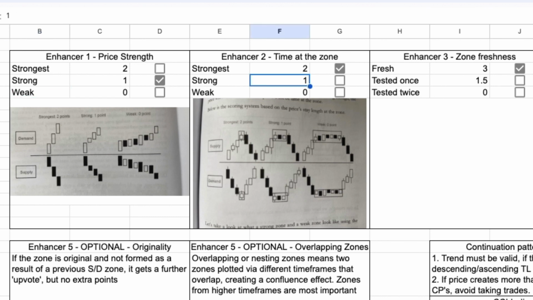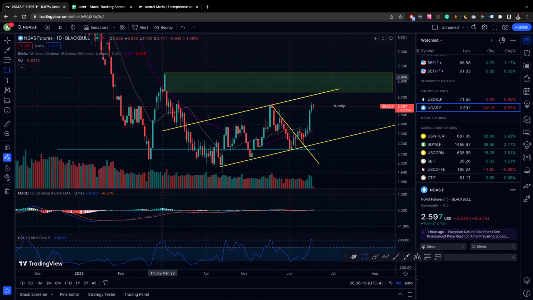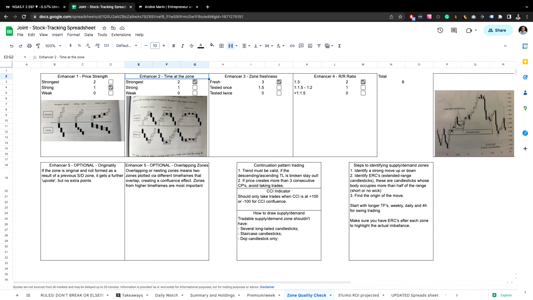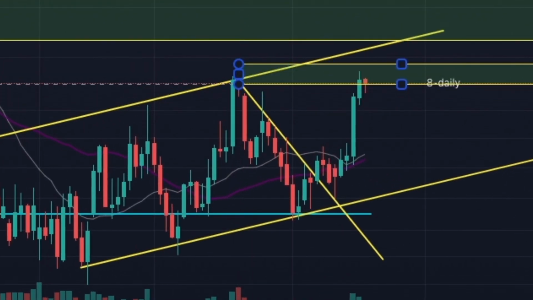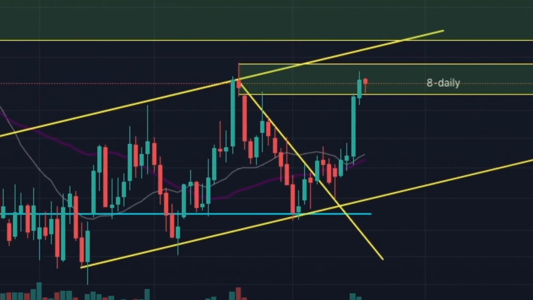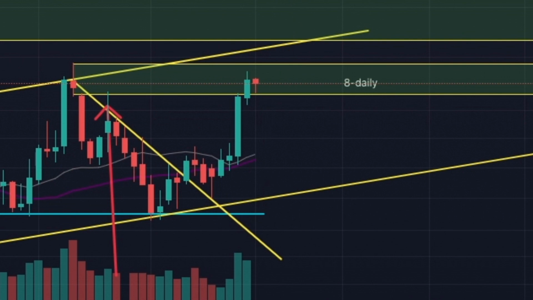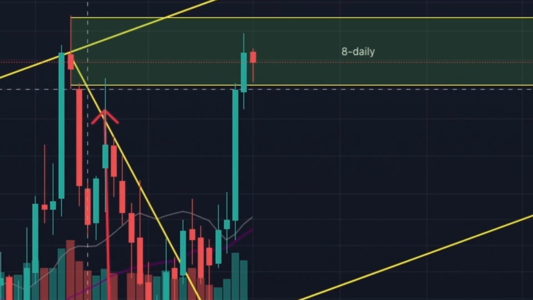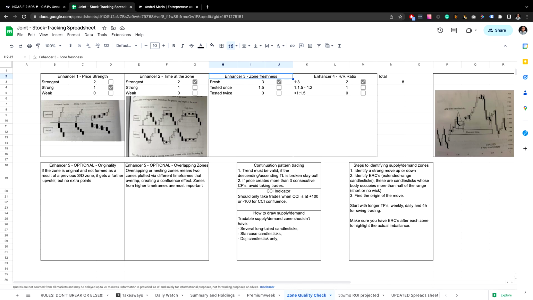Now the second enhancer would be time at the zone. Time at the zone was really fantastic because we had the zone created by literally a single candle here, so that's 2. Zone freshness refers to whether or not this was retested before the move down. In this case, it wasn't. Let me give you a counter example. If we look at this zone over here, and you look at this candle that wicked right into that zone, this zone wouldn't be as fresh anymore because it was already tested once. In our case here, the zone hasn't been tested yet, so it's fresh.